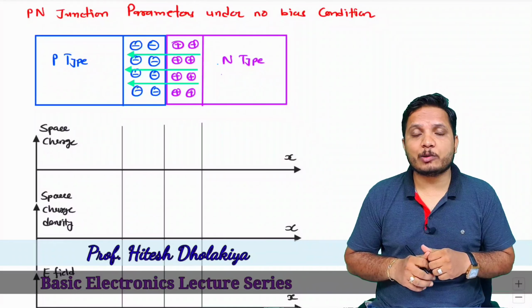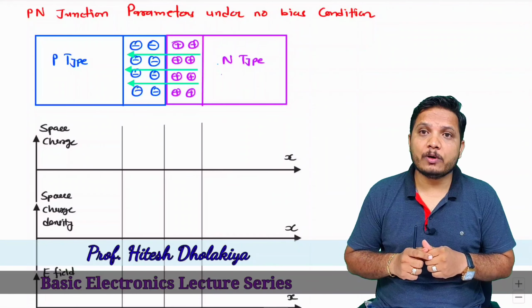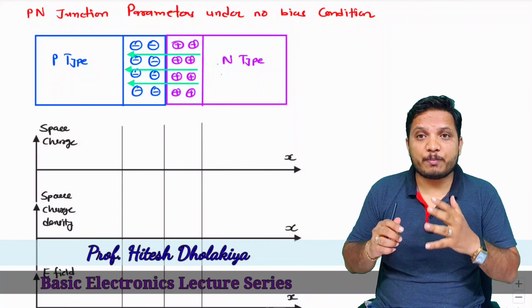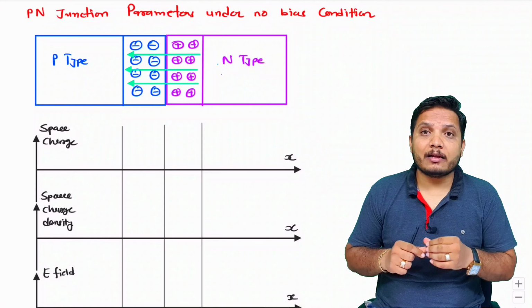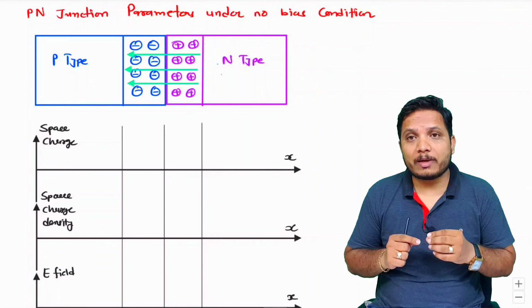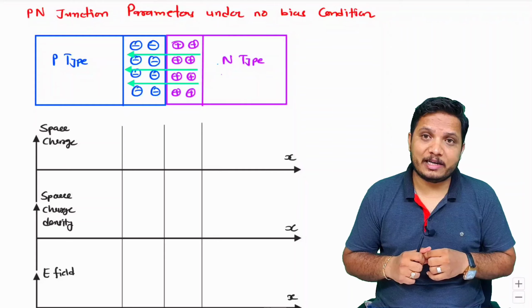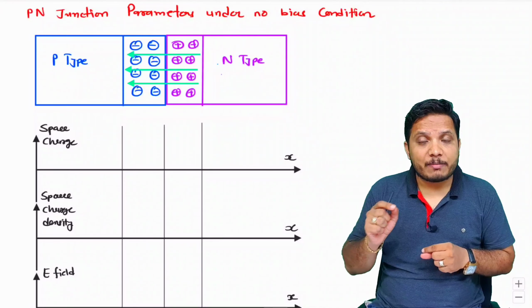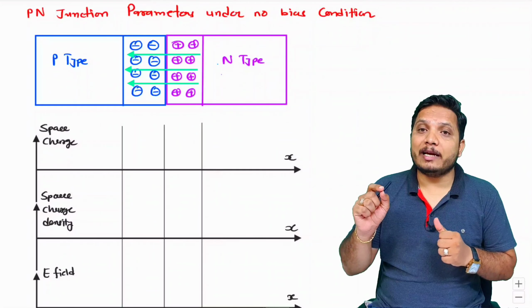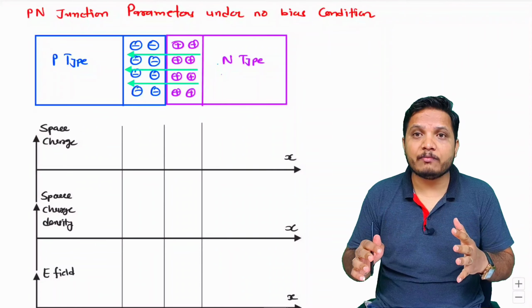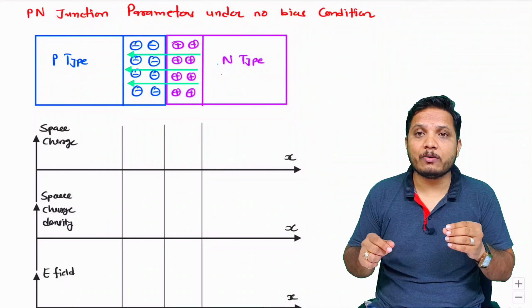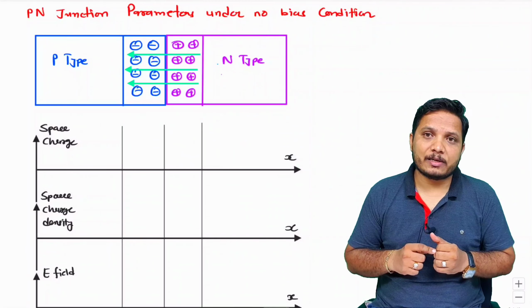I, Professor Hitesh Dholakia, am going to explain different parameters of a PN junction under zero bias condition, or one can say under no bias condition. If you see my previous video, in that I have already explained what will happen with a PN junction under zero bias condition.